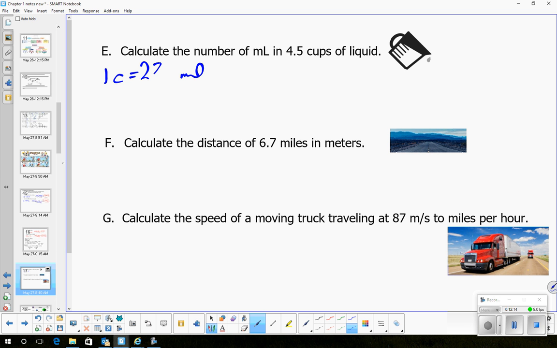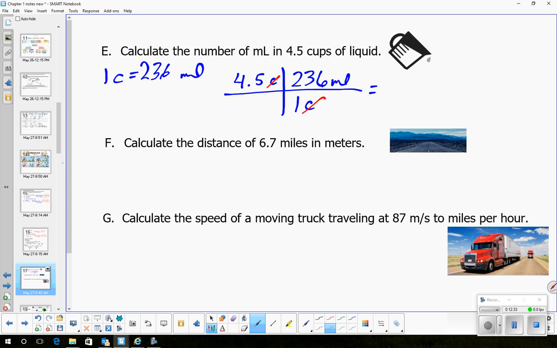236 milliliters. Okay, so then we're just going to start with what we're given, 4.5 cups. I want to get rid of cups, so 1 cup is going to go on the bottom. On the top is 236 milliliters. Cups is going to go out. We're going to divide by 1 so I can ignore that.